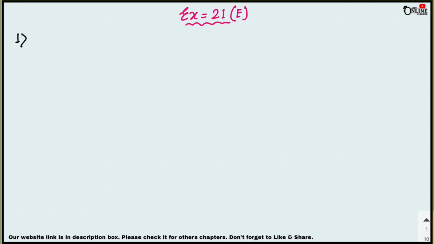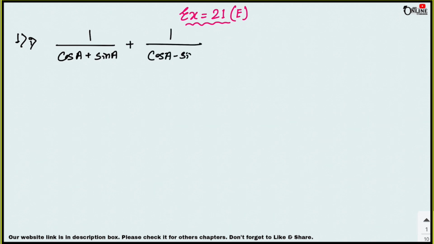So here the first problem, sum number 1. Here you have total 17 problems in sum number 1. So the first one, prove the following: 1 by cos A plus sin A plus 1 by cos A minus sin A. Okay, this one equal to, you have to prove that 2 cos A divided by 2 cos square A minus 1.